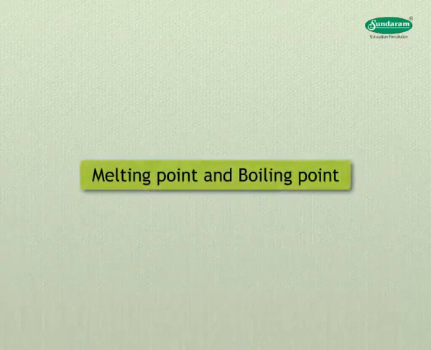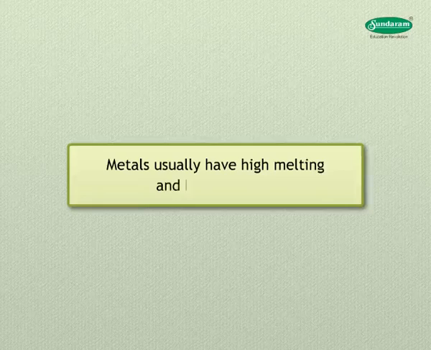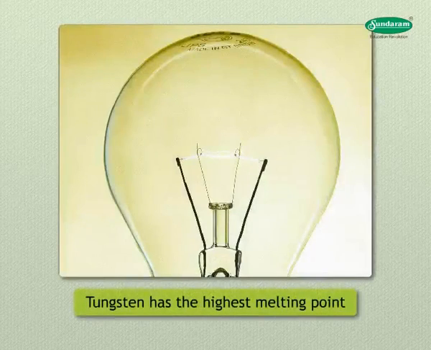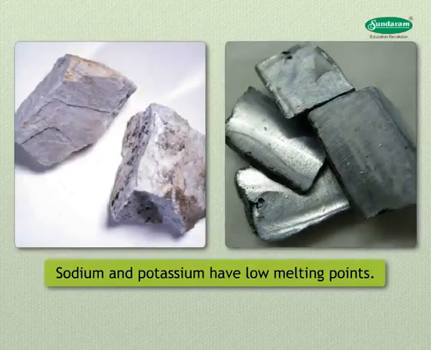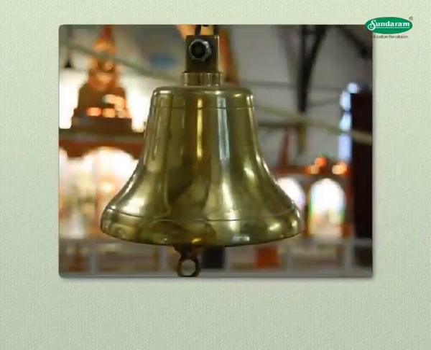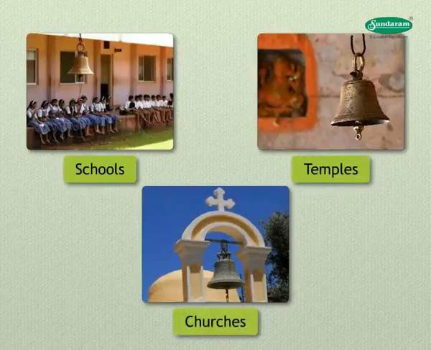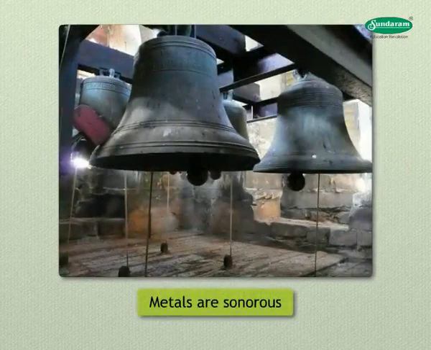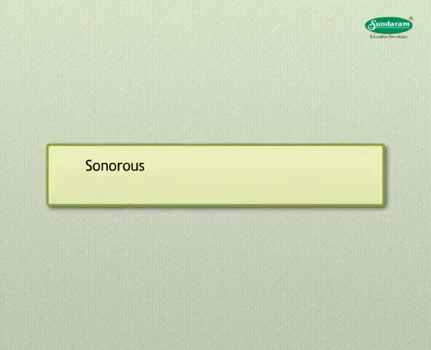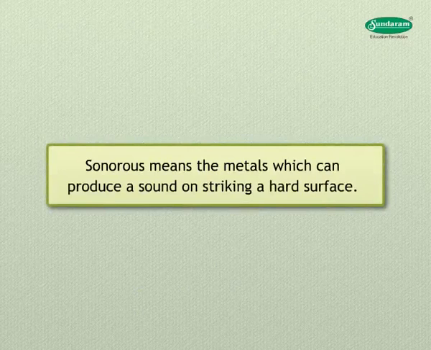Let us study about another property, that is melting point and boiling point. Metals usually have high melting and boiling point. Tungsten has the highest melting point, whereas sodium and potassium have low melting points. Students, have you ever thought why the bells in your schools, temples and churches are made of metals? Metals are sonorous, so they are used in making bells. Sonorous means the metals which can produce a sound on striking a hard surface.